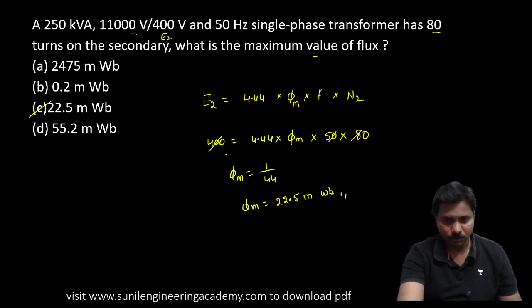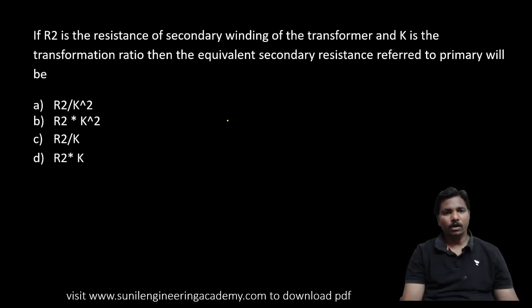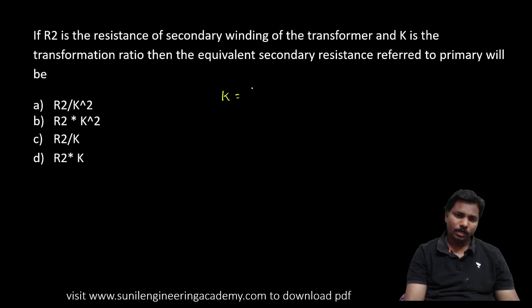Coming to the next question. A very simple question. We just have to substitute the values and get the answer. If R2 is the resistance of the secondary winding of a transformer and K is the transformation ratio, K I have already given as N2 by N1 or V2 by V1 or I1 by I2.